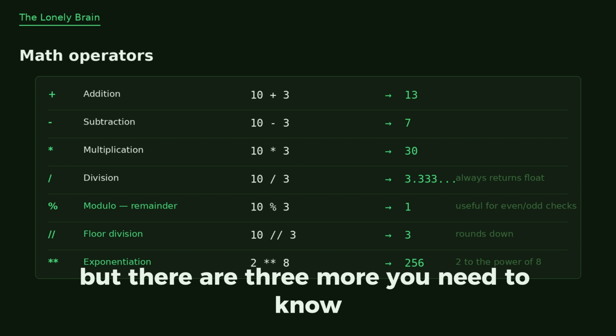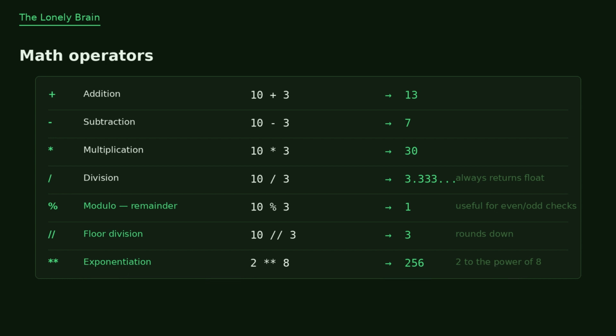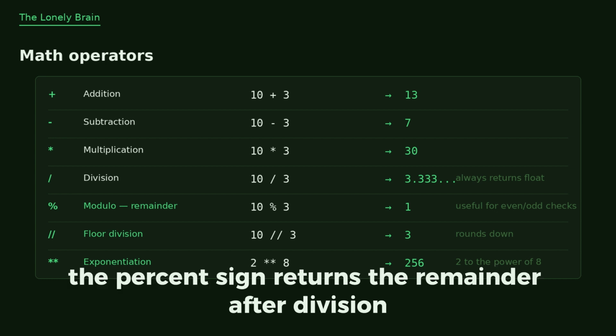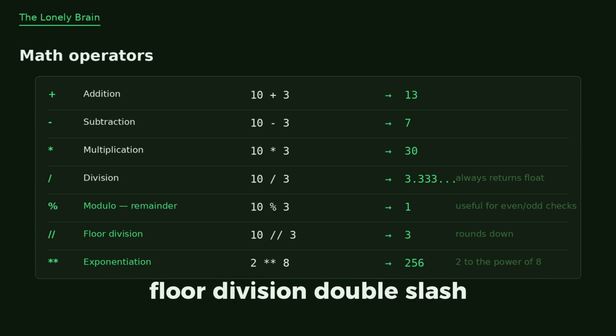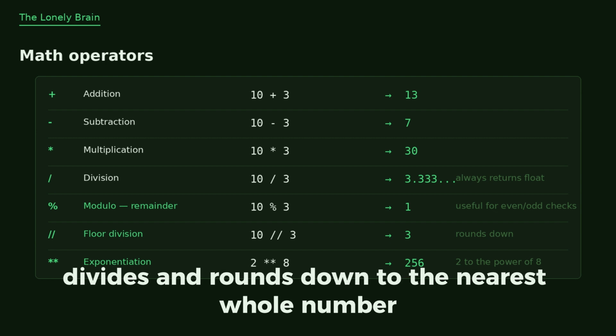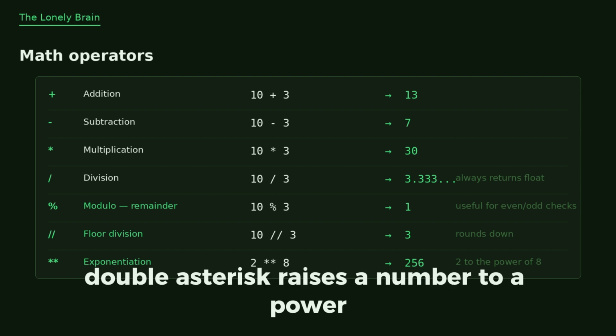But there are three more you need to know. Modulo, the percent sign, returns the remainder after division. Floor division, double slash, divides and rounds down to the nearest whole number. Exponentiation, double asterisk, raises a number to a power.